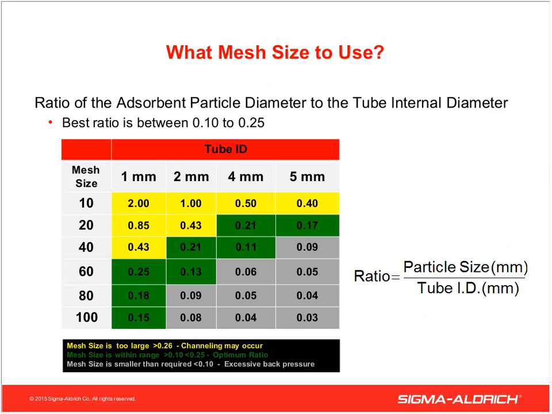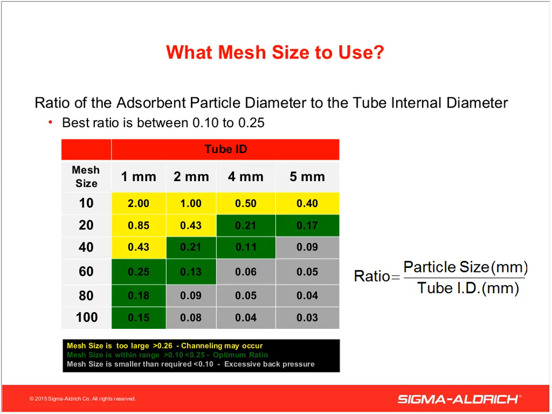This chart shows the ratio of particle mesh size in different tube inner diameters. For example, for a 4 millimeter ID tube, the optimal ratio is met with a 20/40 mesh particle. A 10 mesh particle is too big, so there's a good chance that channeling will occur during sampling. You can use a smaller mesh size like 60/80. This size is smaller than it needs to be. This just results in a higher back pressure of the tube.